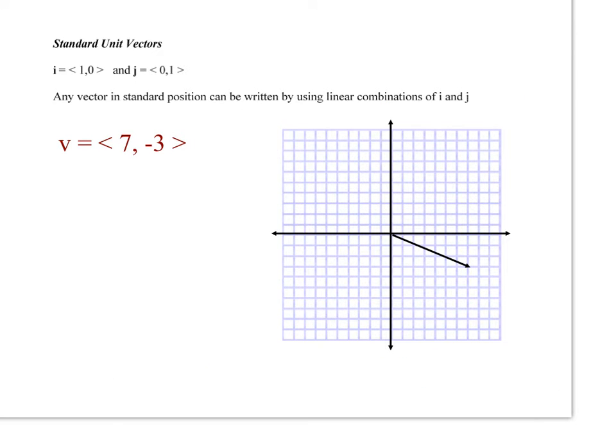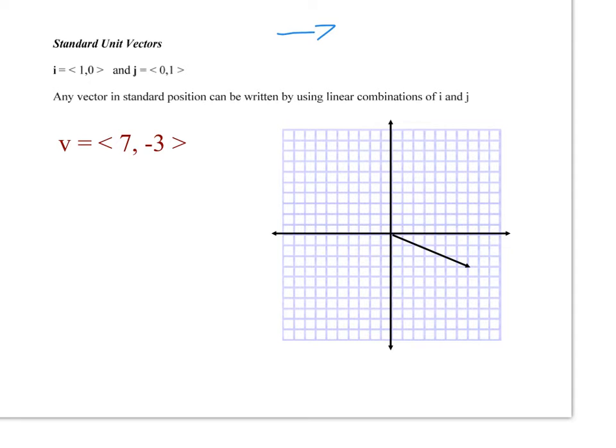Okay, more vocabulary. Standard unit vectors are unit vectors, so they are vectors with a length of 1. Our standard unit vectors are the horizontal and the vertical unit vectors. The horizontal unit vector is i. It's 1, 0. So the standard unit vector i looks like this, with a length of 1.